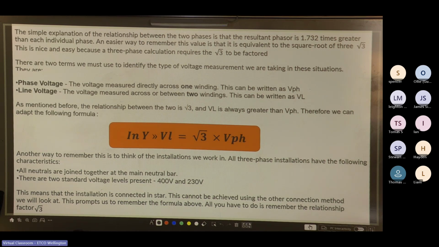Always remember this thing of the installations we work on. All three-phase installations have the following characteristics. All neutrals are joined together at the main neutral bar. There are two standard voltage levels, 400 and 230. This means that the installation is connected in star. This cannot be achieved using the other connection method we will look at. This prompts us to remember the formula above. All you have to do is remember the relationship factor, square root 3.